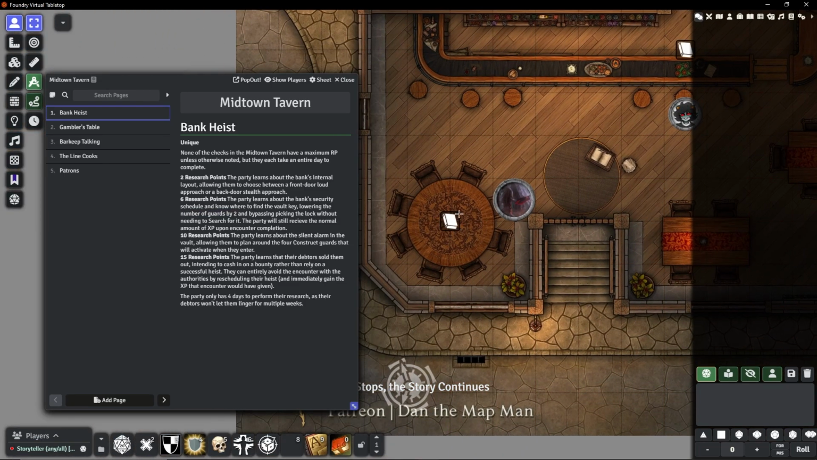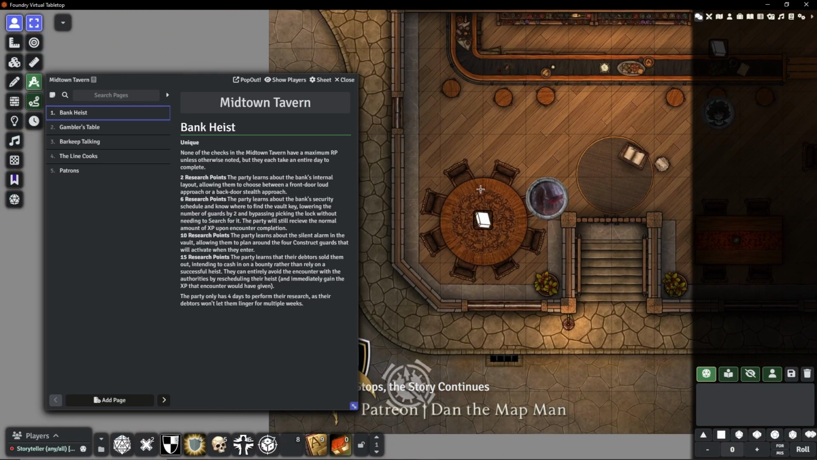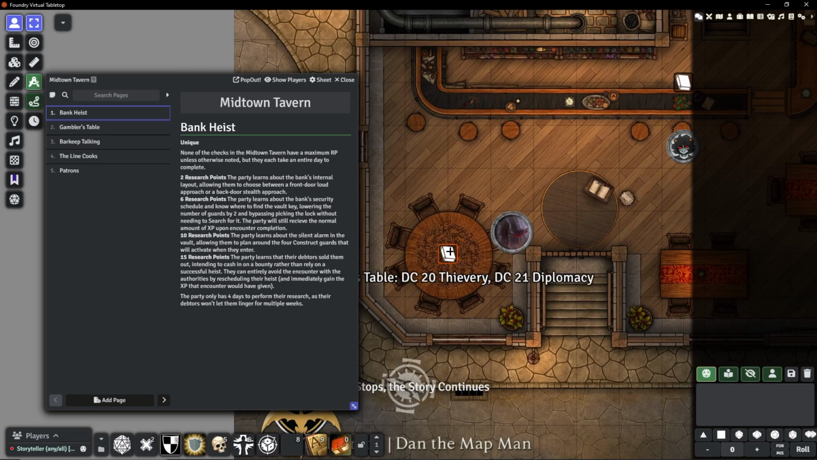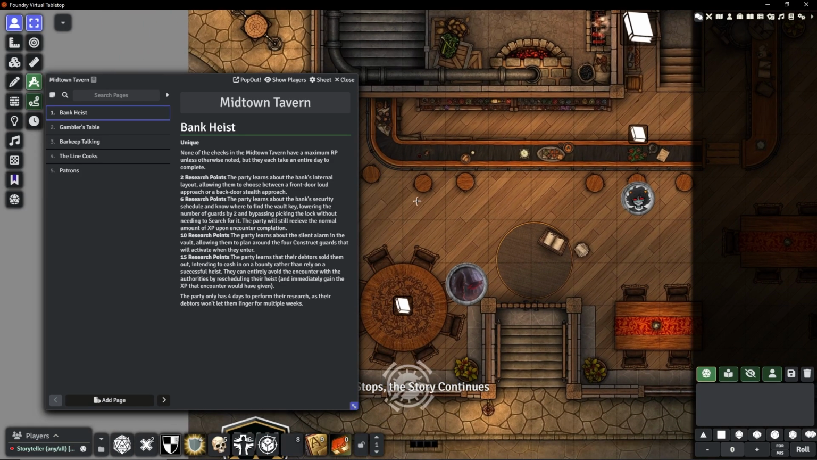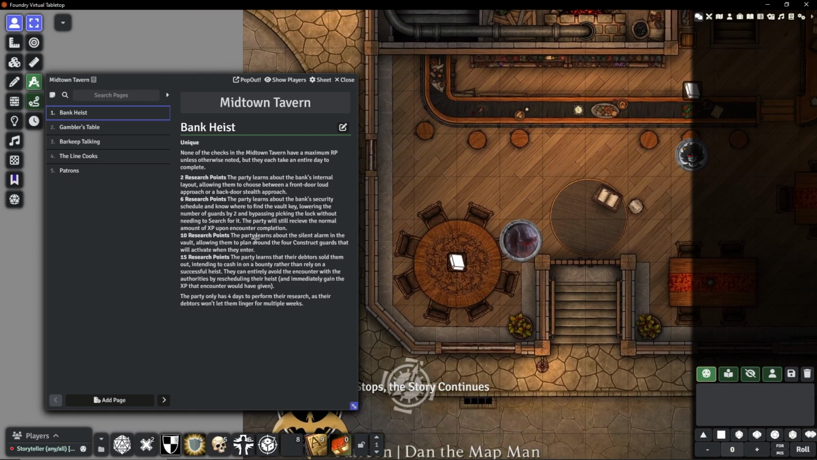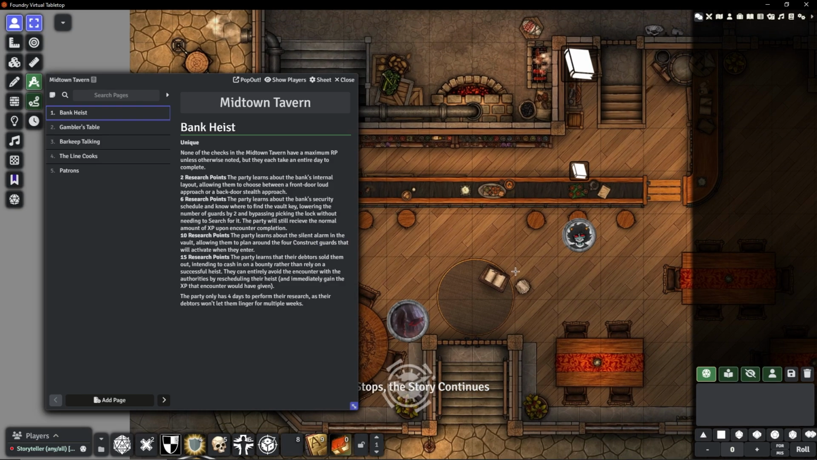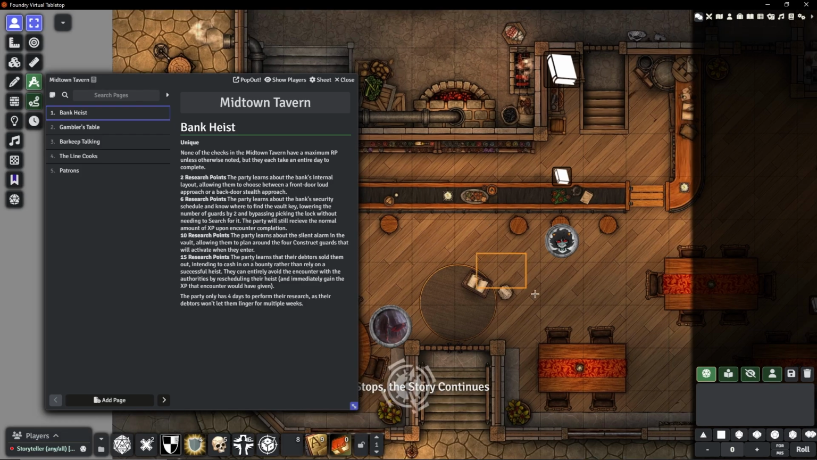And as well, because of the high values of research points that they're able to obtain at the gambling table and being friendly with the barkeep, the party is able to learn about the silent alarm in the vault, allowing them to plan around the 4 construct guards that will activate as soon as they enter. So now they know not to rush things, and they know that they can perhaps choke point the robots at the door to the vault.